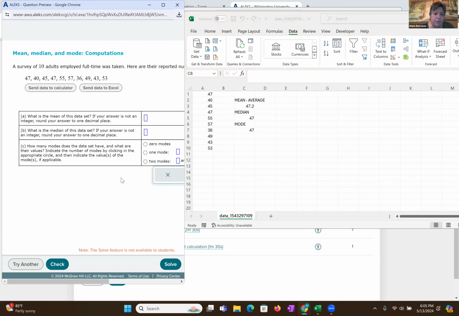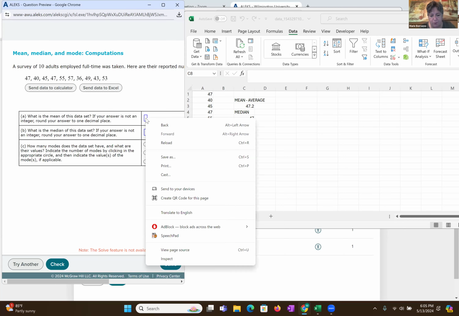All right, so what is the mean of this data set? The mean of the data set, since we already did it, is 47.2.